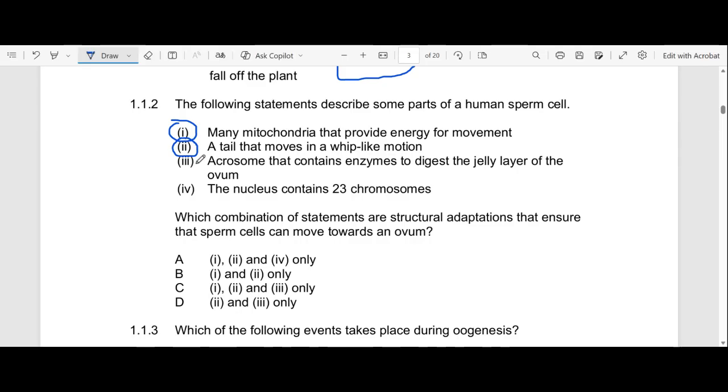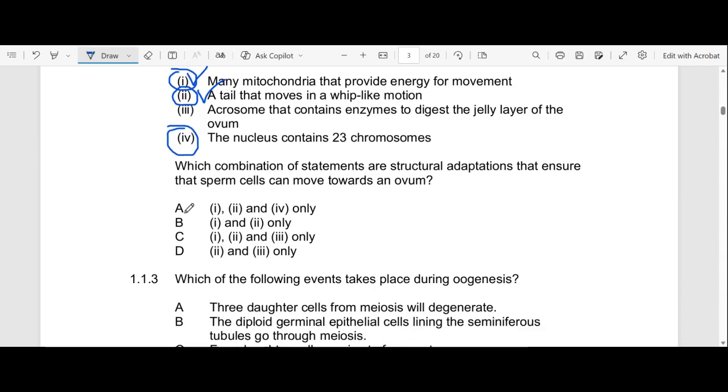Now let's go to Roman numeral 3. An acrosome that contains enzymes to digest the jelly layer of the ovum. The acrosome has nothing to do with movement. Now let's go to Roman numeral 4. The nucleus contains 23 chromosomes. Even this one has nothing to do with movement, right? So our answer is Roman numeral 1 and Roman numeral 2. Now let's see. So our answer is B here.